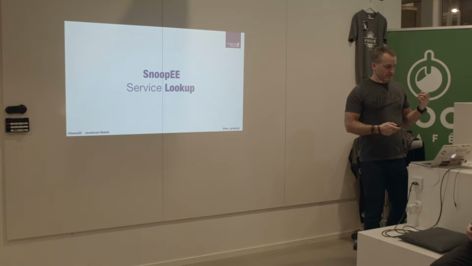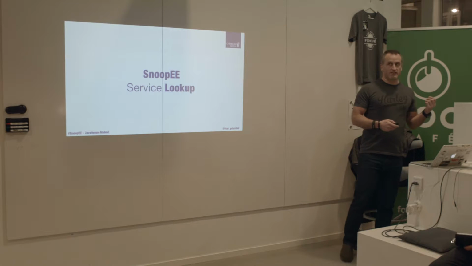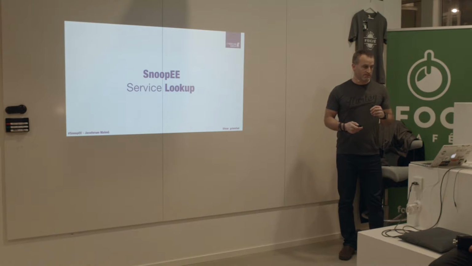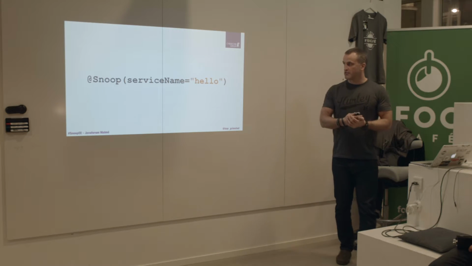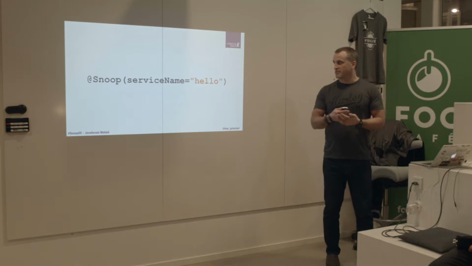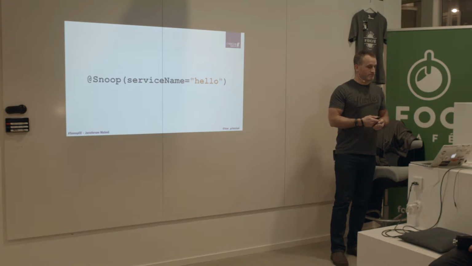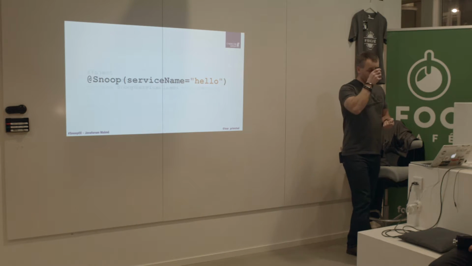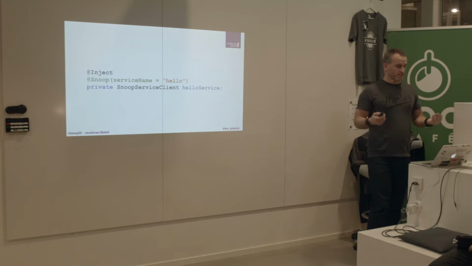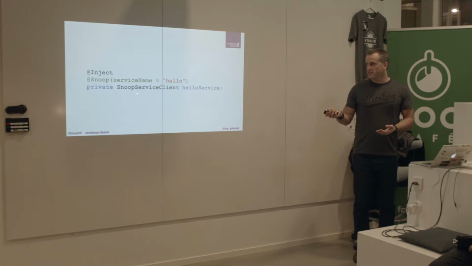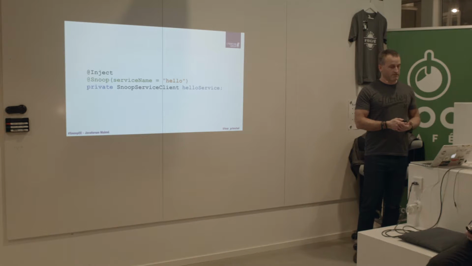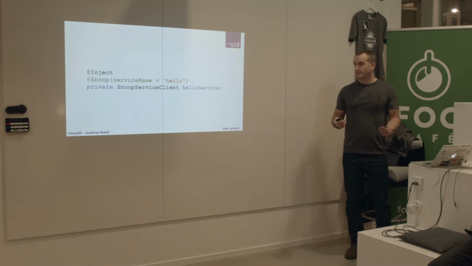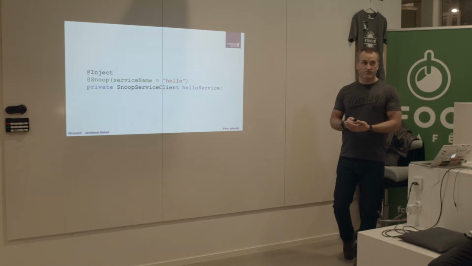The lookup mechanism is actually even easier with SnoopEE than it is with Eureka. You have a similar annotation. It's currently called @Snoop, and you just say that you want to look up the service with the name hello in your code. In practice, what you do is inject a Snoop service client, which is a reference to a service, and just qualify it with the @Snoop annotation. And that's all you do. Then you have a reference to your hello service.